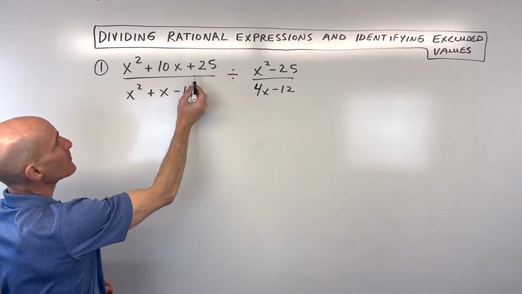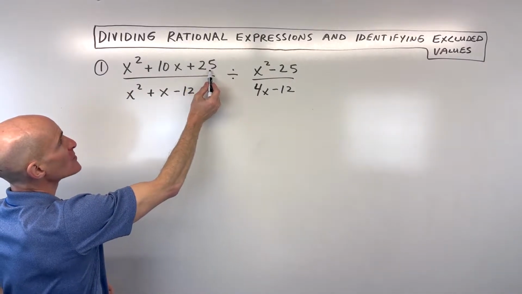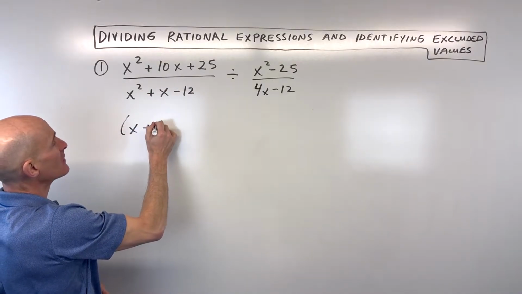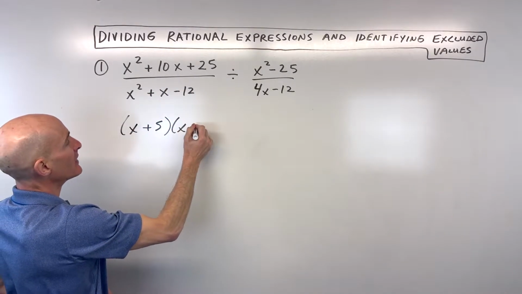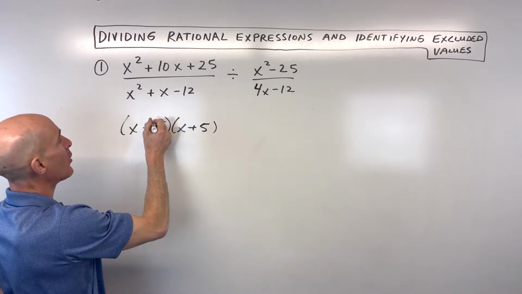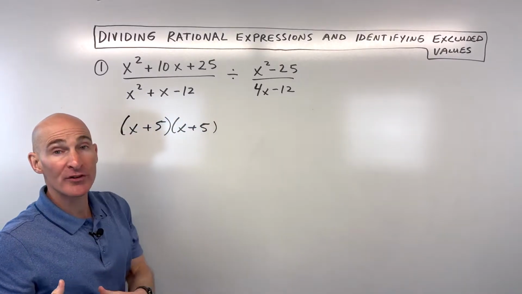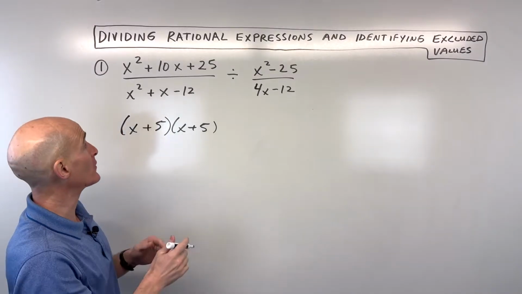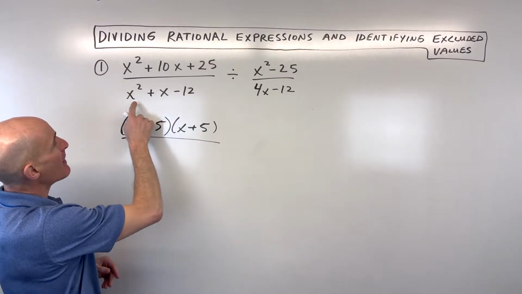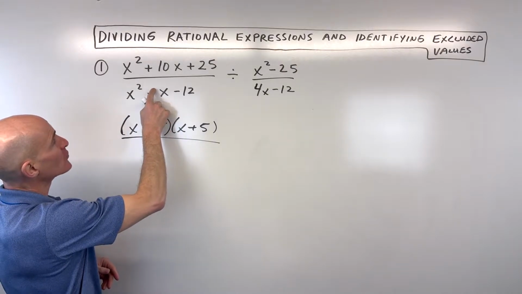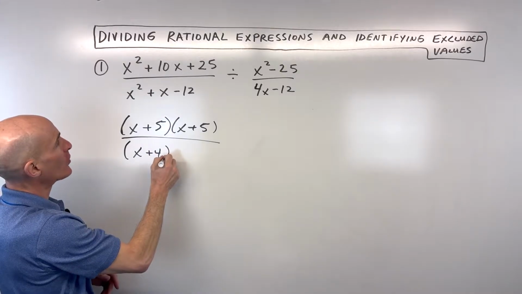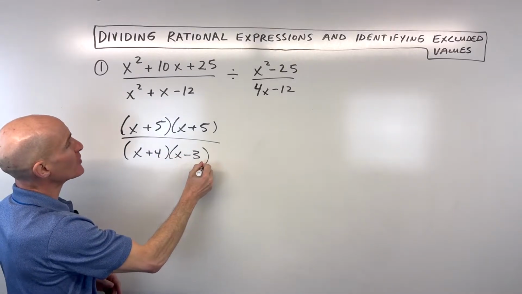So for the numerator, we say to ourselves, what two numbers multiply to 25 but add to positive 10? That's going to be positive 5 and positive 5. Now if you need help remembering how to do all the different types of factoring, check out my Learn How to Factor video, and I go through all the different types. For the denominator, we say what two numbers multiply to negative 12 but add to positive 1? That's going to be plus 4 and minus 3.